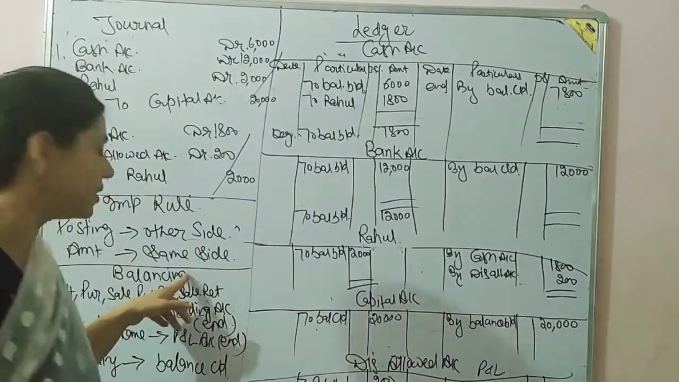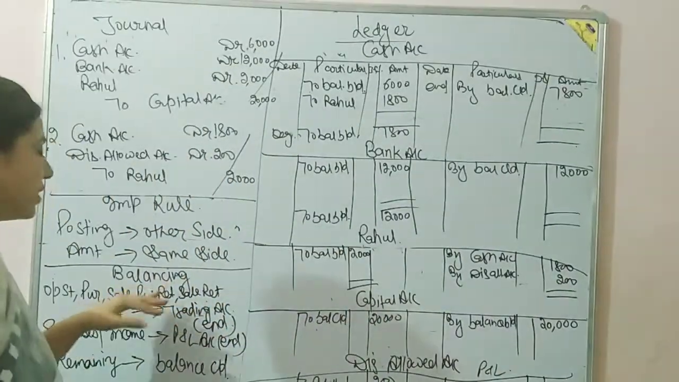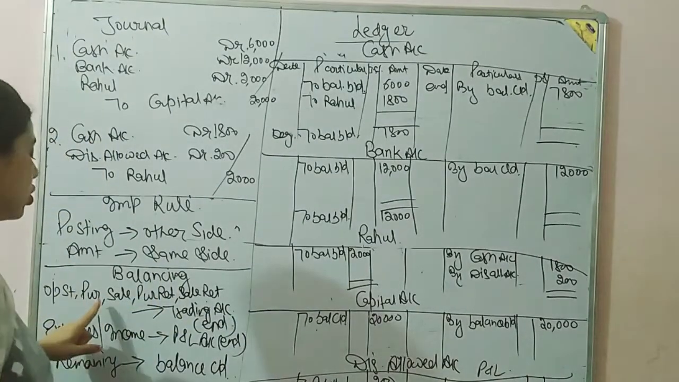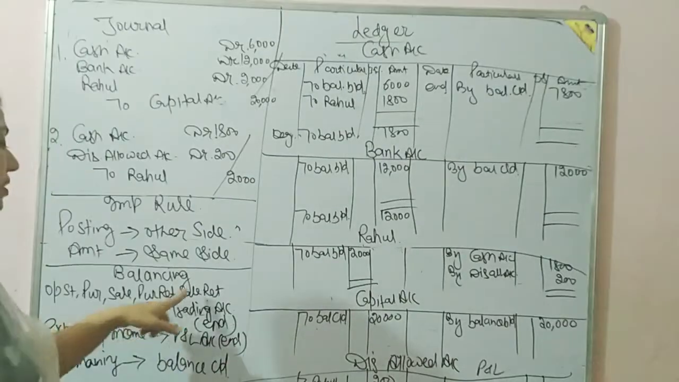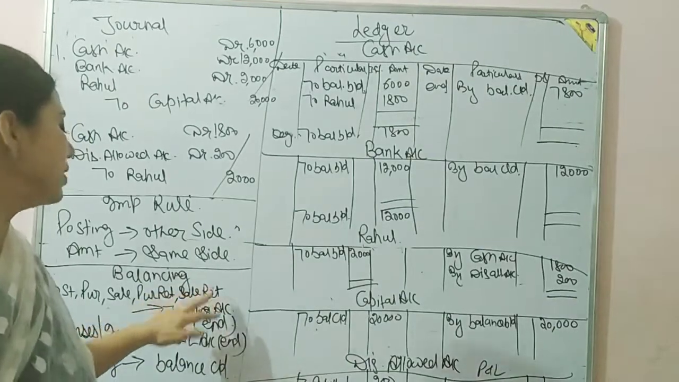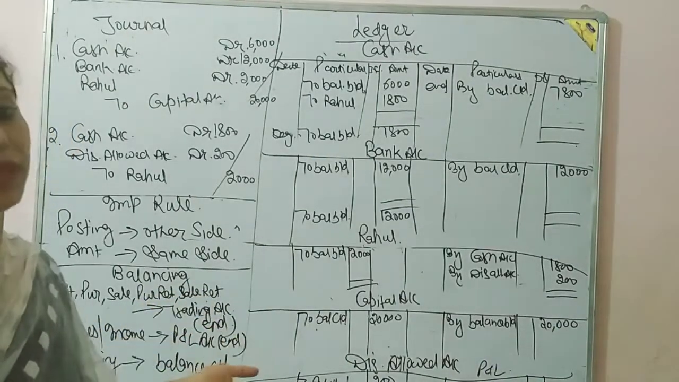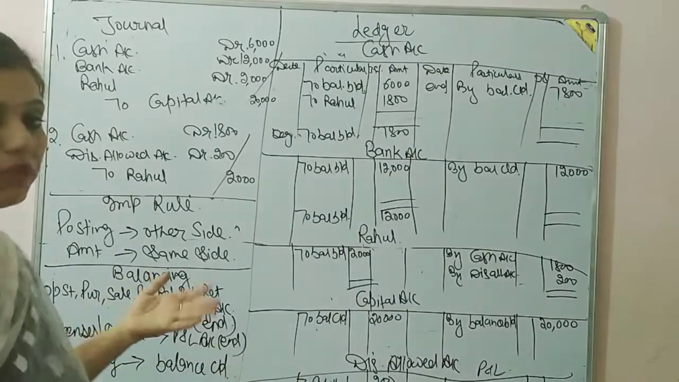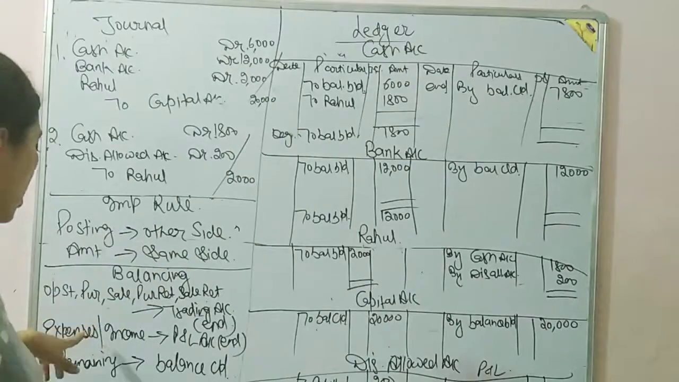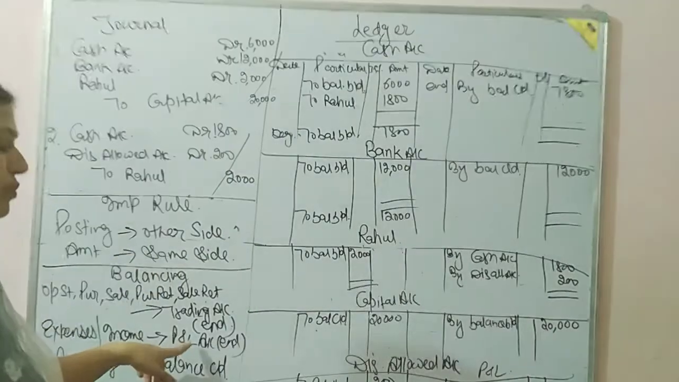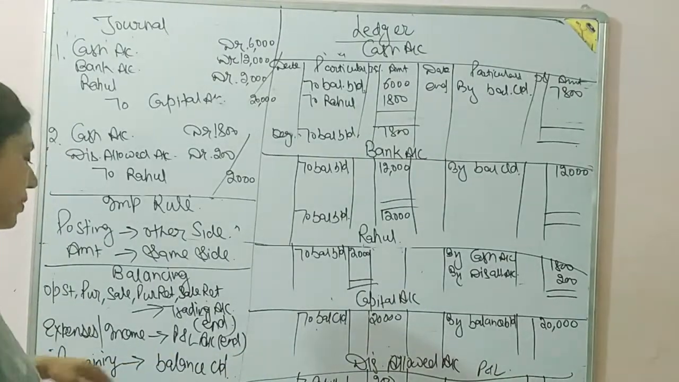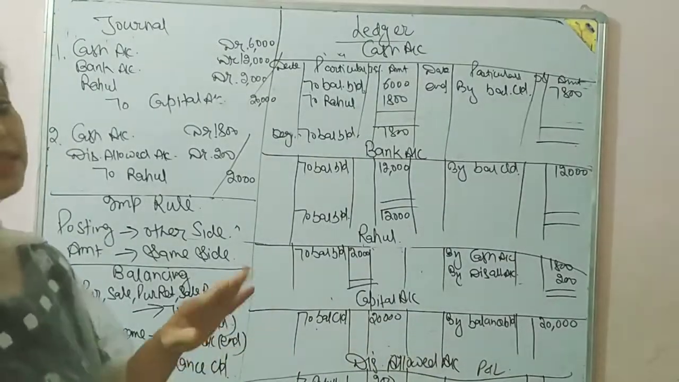After that we have to balance these accounts. So what are the important rules regarding balancing? The very first thing is opening stock, purchase, sale, purchase return and sales return. These are not balanced. Their balances are transferred into the trading account at the end of the year. Later on we will discuss the chapter on trading and profit and loss account. All expenses and incomes will be transferred into the profit and loss account at the end of the year, and all the remaining will be closed with balance carried down.